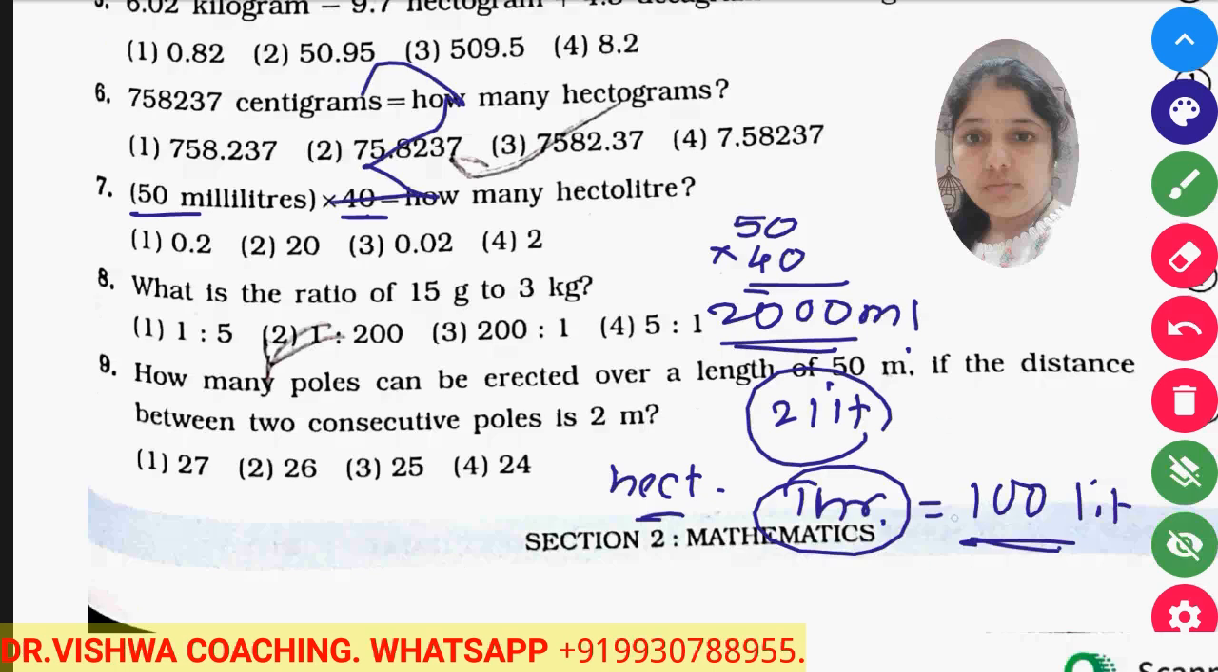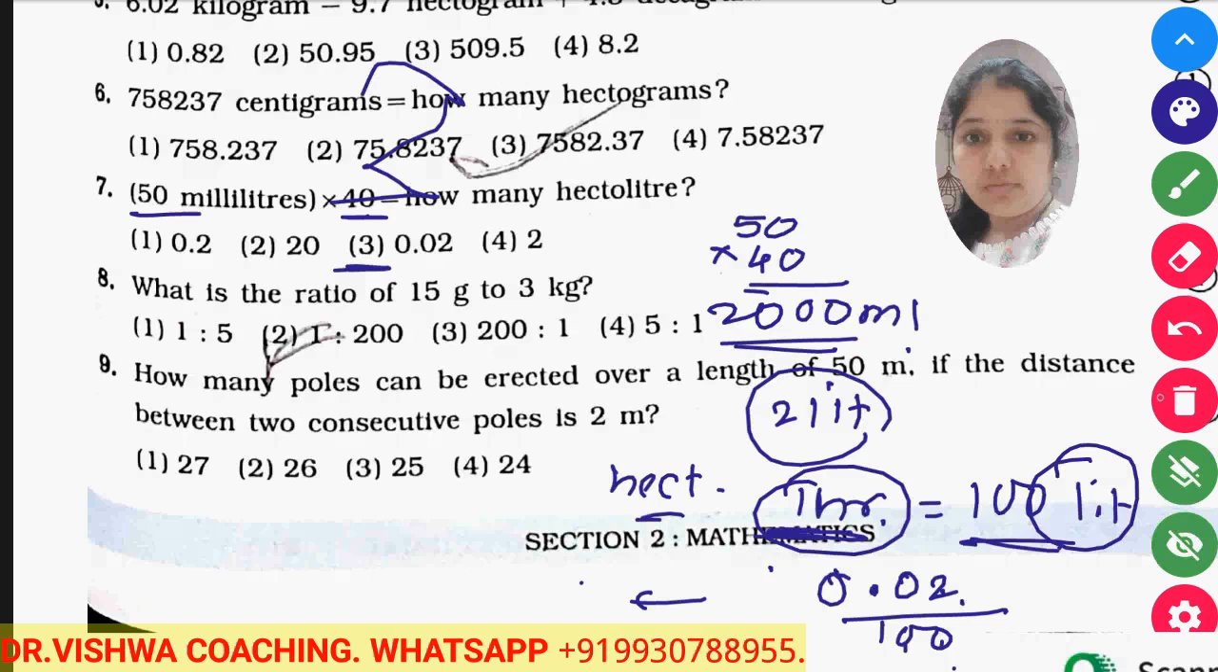Now we have 2 liters and we have to convert it into hectoliter. So we will divide it by 100. So the decimal will be shifted 2 digits from right to left, because liter is a smaller unit than hectoliter. So 1 digit and 2 digits and then the decimal. So 0.02 is your answer, which is option number 3.